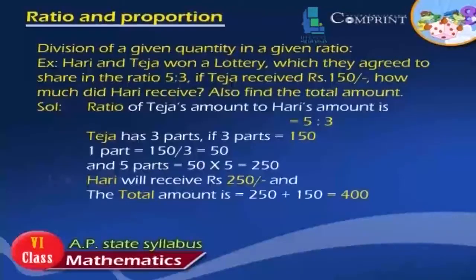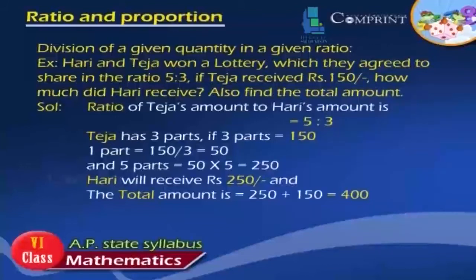Division of a given quantity in a given ratio. Example, Hari and Teja won a lottery, which they agreed to share in the ratio 5 is to 3. If Teja receives rupees 150, how much did Hari receive? Also find the total amount.